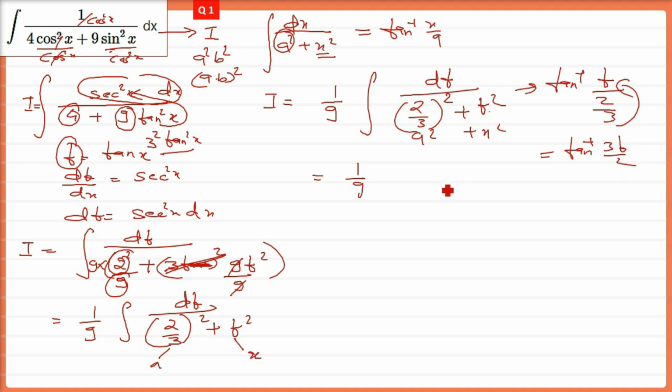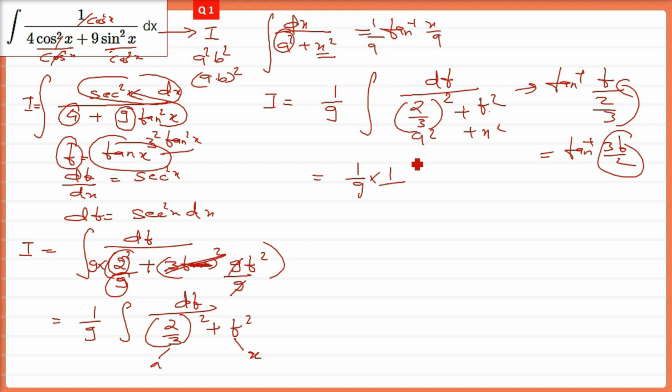But the result of the integral of dx by a square plus x square is 1 by a tan inverse x by a. I forgot to tell you that when I was writing the formula. So 1 by 4 is already there. 1 by a is what? Let me add this 1 by a first to complete this.